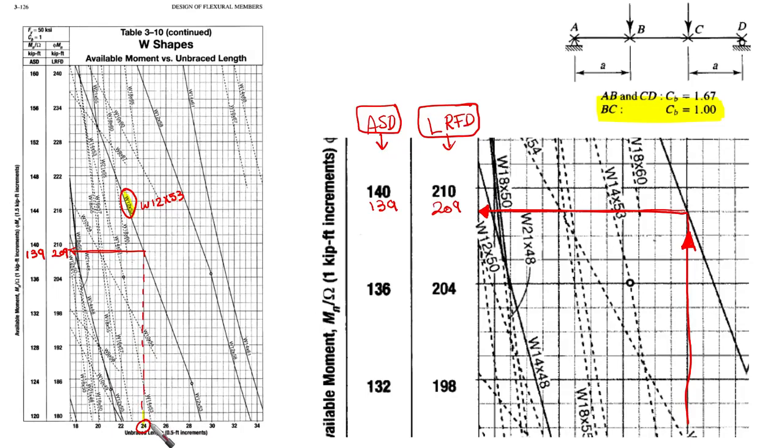So the first solid line that you are going to find is this solid line, which is W12 by 53. When you go with this vertical line and get this point on this shape, wide flange 12 by 53, the horizontal line is going to give you these values for LRFD and ASD, 209 and 139.